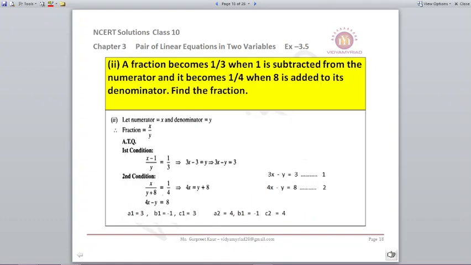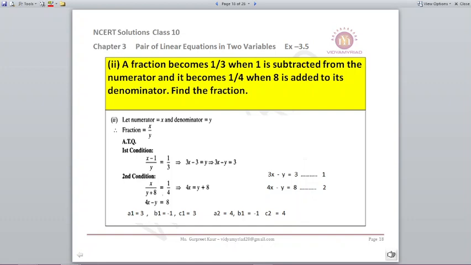Second part. A fraction becomes 1 upon 3 when 1 is subtracted from the numerator, and it becomes 1 upon 4 when 8 is added to its denominator. So usually the fraction is represented in a form of x upon y, where x is the numerator and y is the denominator. According to the situation, we are saying 1 is subtracted from the numerator. It means (x minus 1) upon y is equal to 1 upon 3.